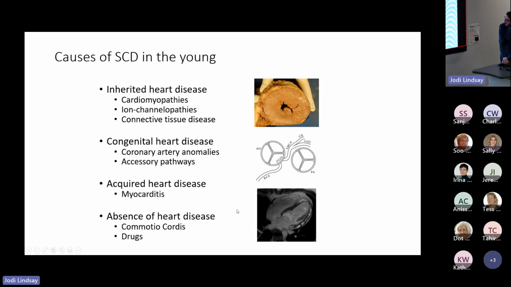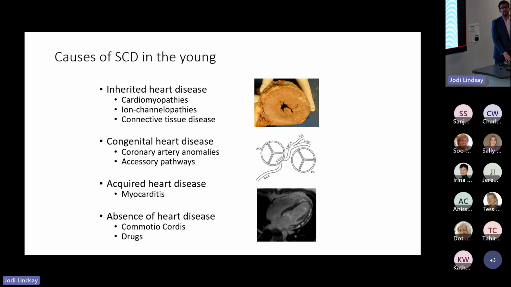The black here is the muscle, and the white is lots of inflammation and fibrosis within that heart muscle due to infection with myocarditis. And myocarditis was a very popular subject, particularly during the COVID-19 pandemic, for right and wrong reasons. And then we can have, obviously, absence of heart disease.